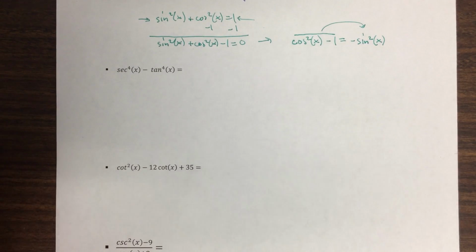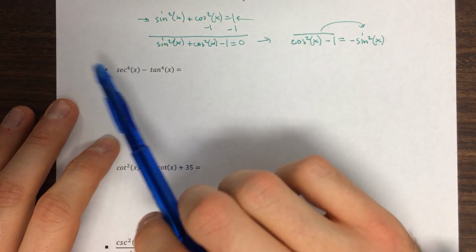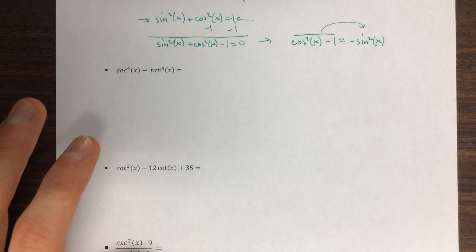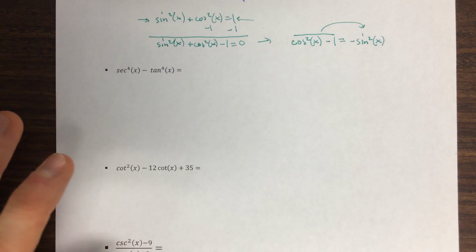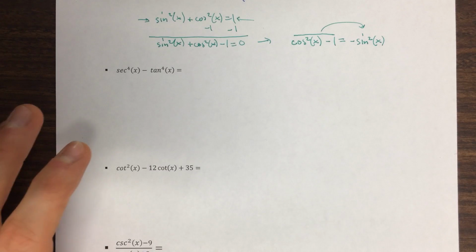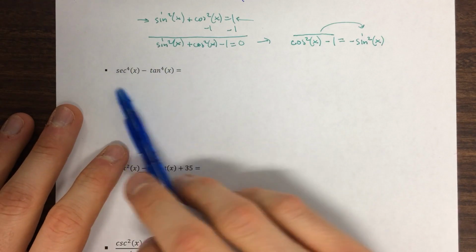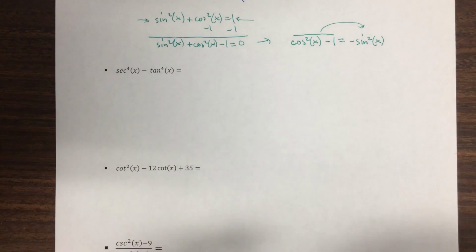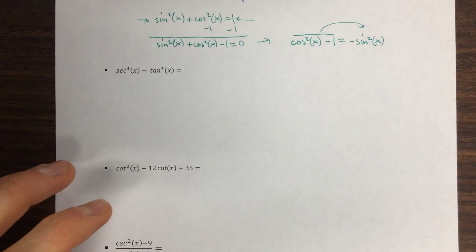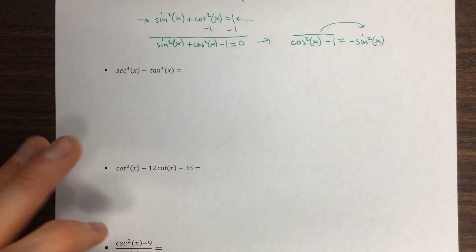Now here, we notice we have secant to the 4th minus tangent to the 4th. But if we look at our identities, it only has something squared. So it'd be great if we could do something here to work with just squares. And it would be ideal, and we can do it.